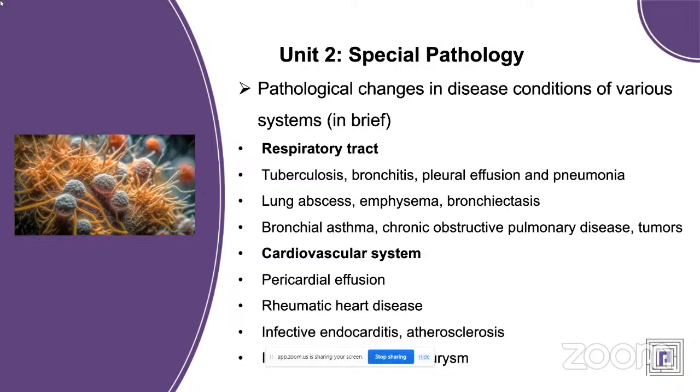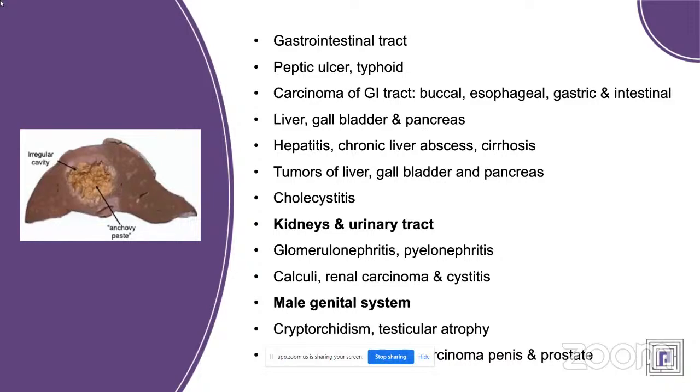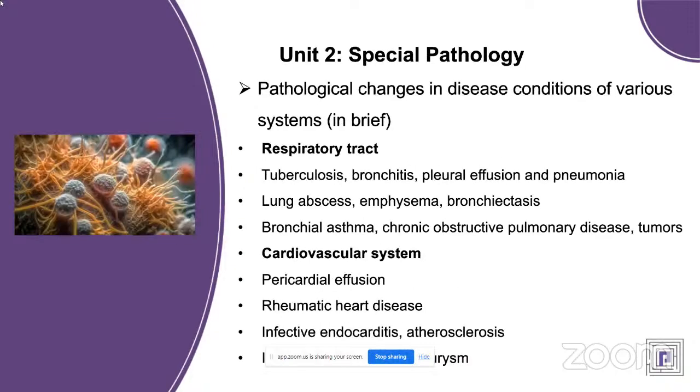So the next system is CVS, the cardiovascular system. In this system, these topics are discussed: pericardial effusion, rheumatic heart disease, infective endocarditis, atherosclerosis, and aneurysm.